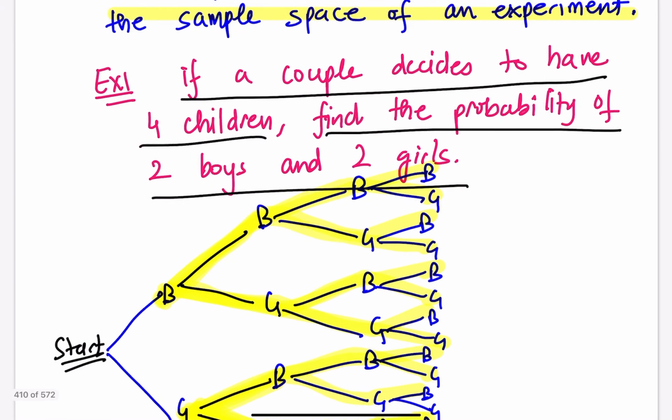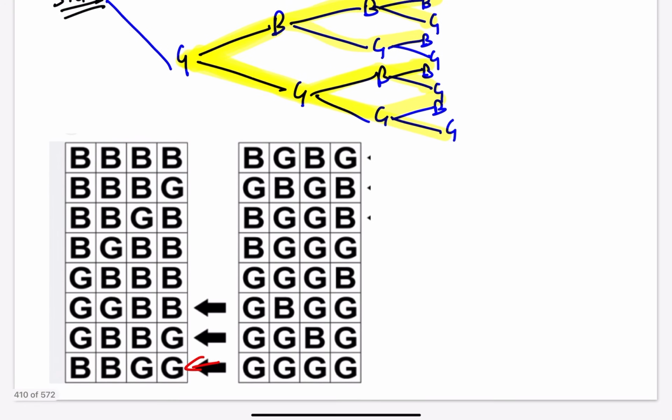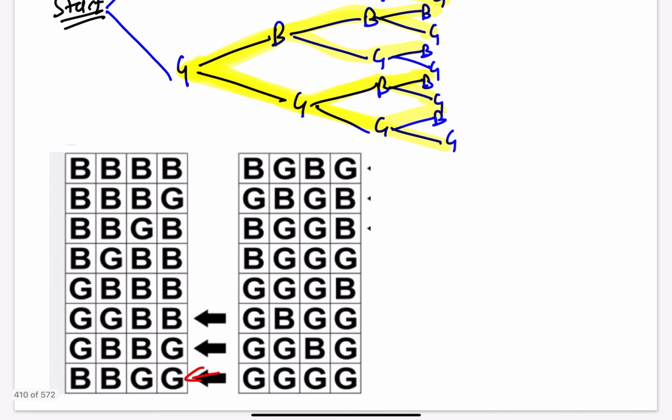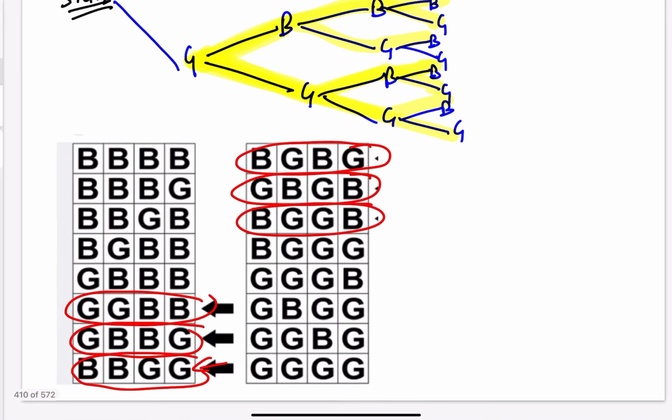For this problem, we wanted to find the probability of having 2 boys and 2 girls. It doesn't matter in which order. So out of the 4 children, there are 2 boys and 2 girls. I listed the sample space right below. We can see over here the possible cases where we have 2 boys and 2 girls. The total number of possibilities here is 16.